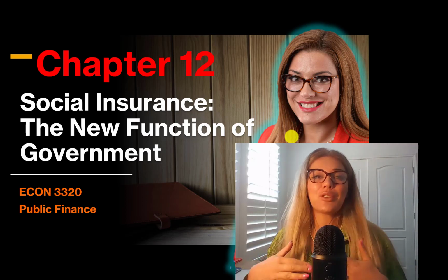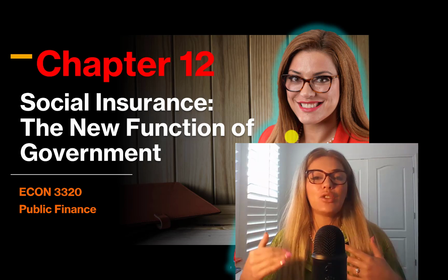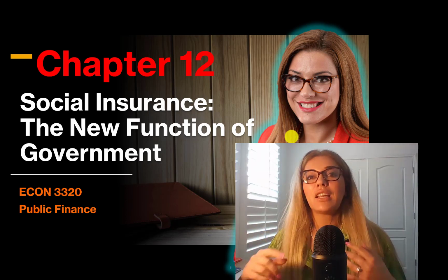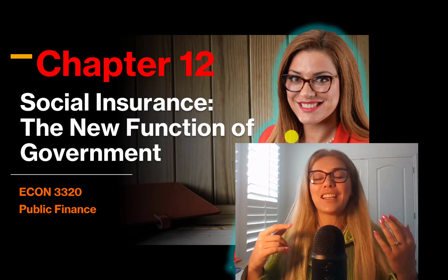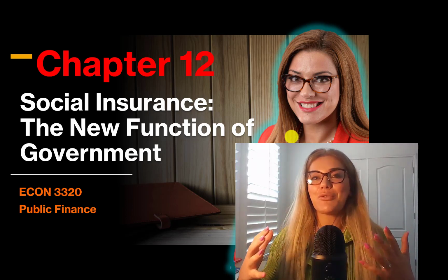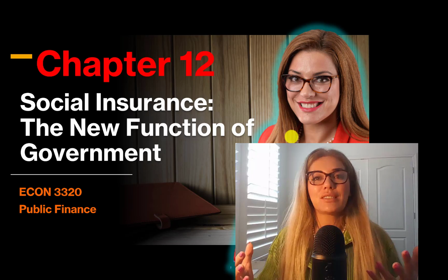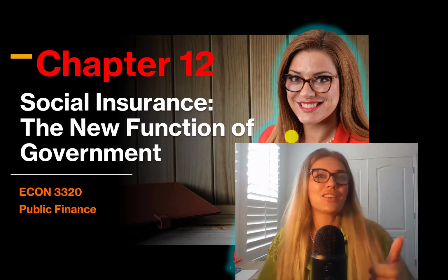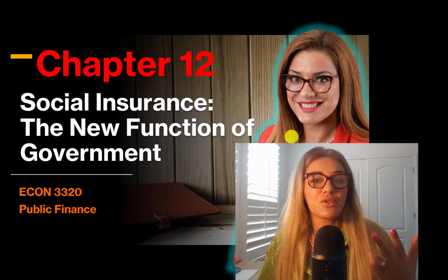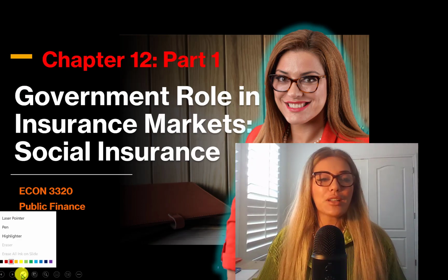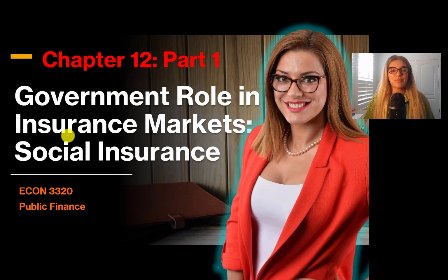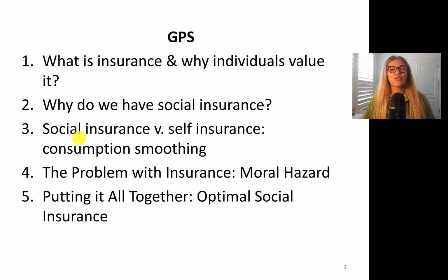In this chapter, we'll learn about social insurance and a new function of government. We'll start with government's role in the insurance markets, and we will also talk about why we actually have insurance. Why do we buy insurance, right? Car insurance, health insurance, life insurance, all those things. Let's get started. So in part 1, we will talk about the government's role in insurance markets. And let's get started without further ado.